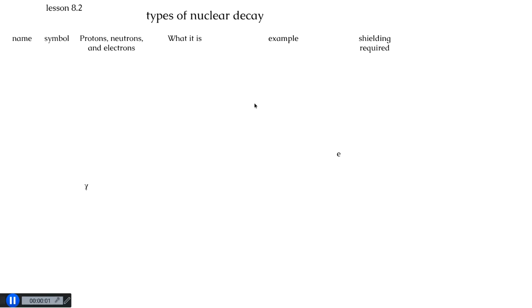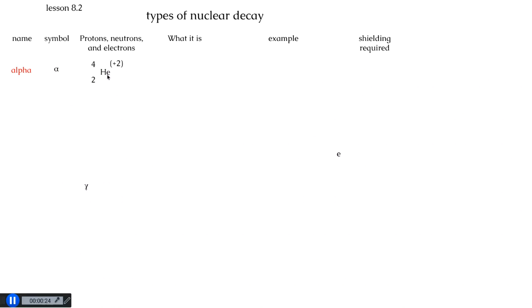Let's take a look at the types of nuclear decay. Let's begin with alpha decay. This has the symbol shown here, and this consists of 2 protons, 2 neutrons. Since this is the mass number here, protons plus neutrons, we already have the 2 neutrons. That does correspond to helium.